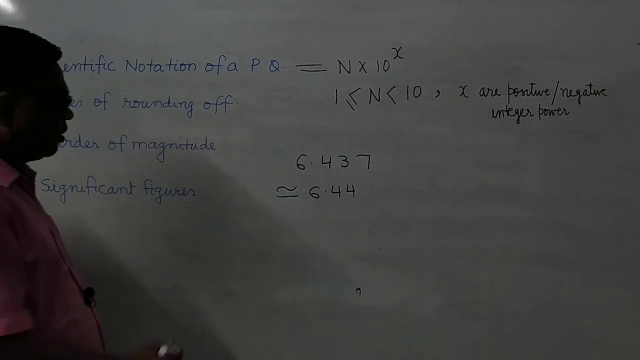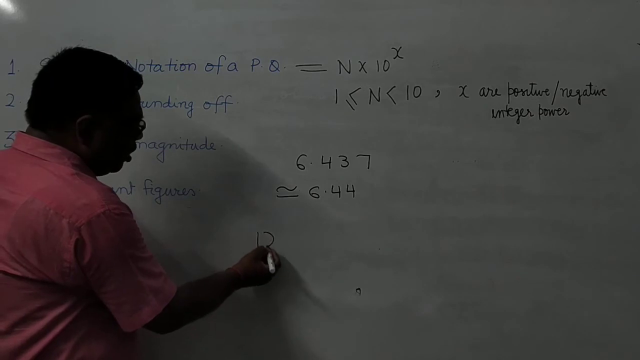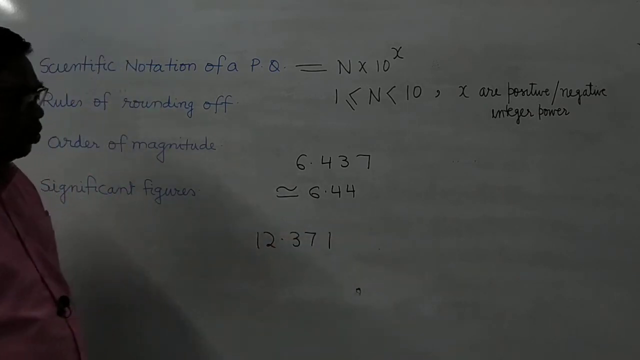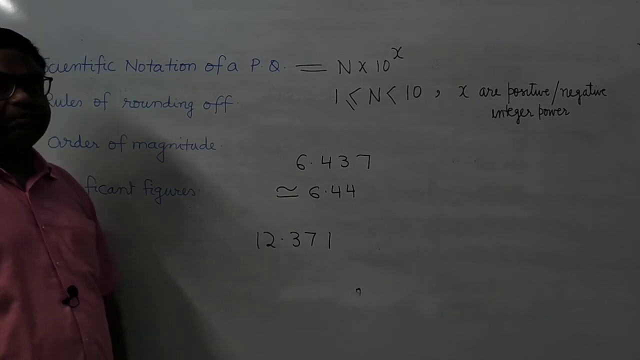It's clear? Suppose if it is 12.371 and you have to round off up to 1 decimal place.